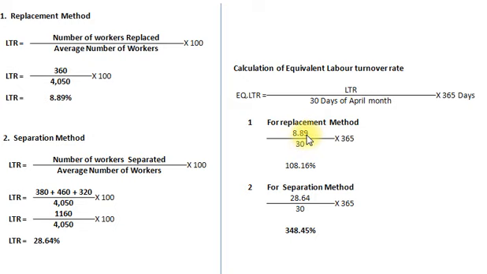So 8.89, labor turnover rate under the replacement method, divided by 30 days multiplied by 365. So finally we get 108.16%. Same for the separation method: labor turnover rate 28.64 divided by 30 days in April multiplied by 365 days. So finally we get 348.65%.